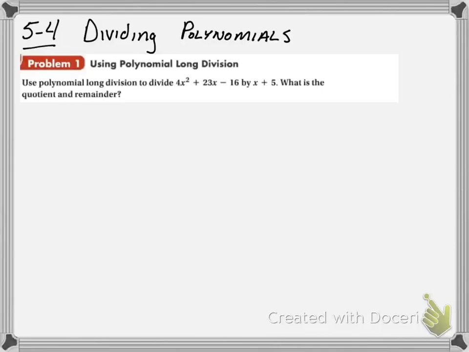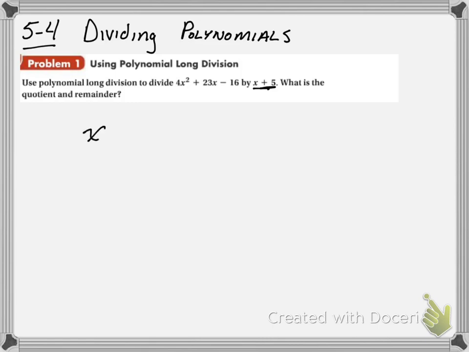5.4 is about dividing polynomials. So the first problem is just a precursor to why this stuff works, and it's not really that big of a deal. It's the only time you need to do it, and this problem's kind of pointless because you have x plus 5, but with stuff that's bigger than a linear binomial, you have to do this.